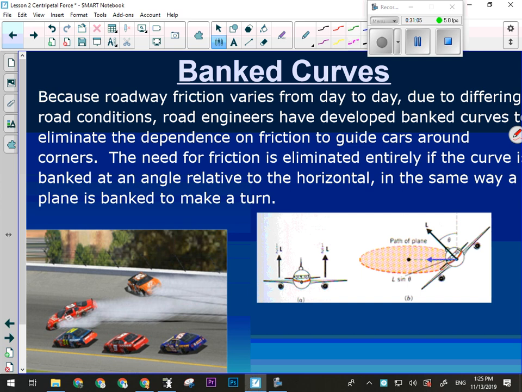A plane has surfaces on the wings that produce lift. That produces an upward force. If the plane wants to turn, what it needs to do is bank so that some of that lift, instead of pushing straight up, pushes at an angle, which has a horizontal component directed towards the center of the circle. Now, the issue with turning like this is that you've lost some of your lift.